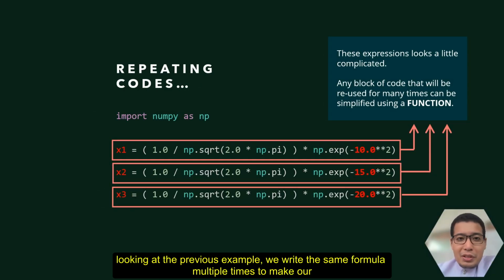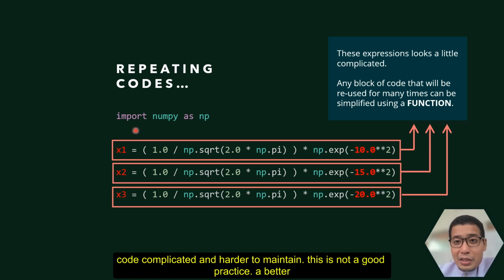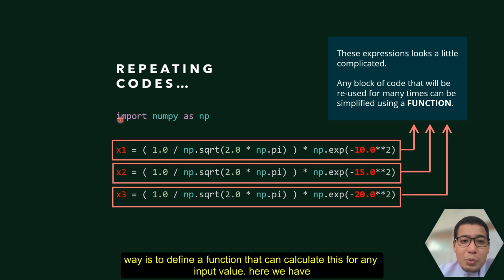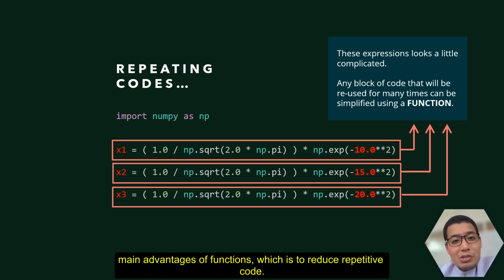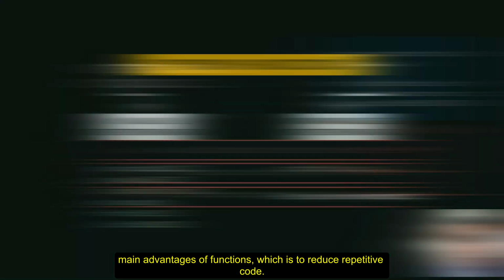Looking at the previous example, we write the same formula multiple times, which makes our code complicated and harder to maintain. This is not a good practice. The better way is to define a function that can calculate this for any input value. Here we have an input value of 10, and then we have another input value 15 and 20. This is one of the main advantages of functions, which is to reduce repetitive code.